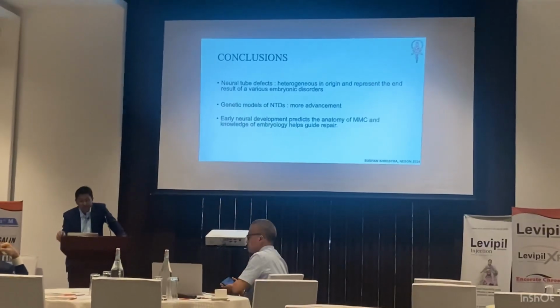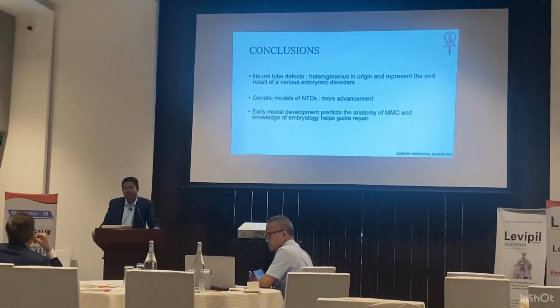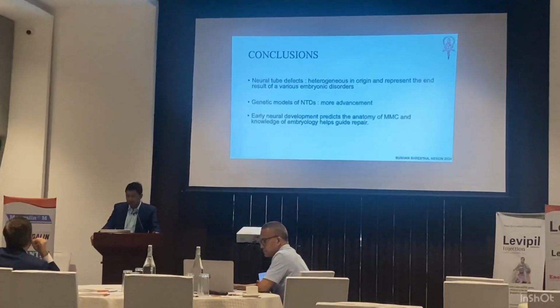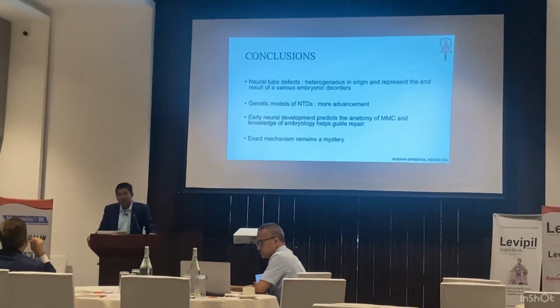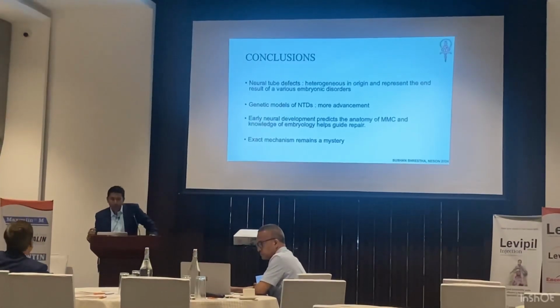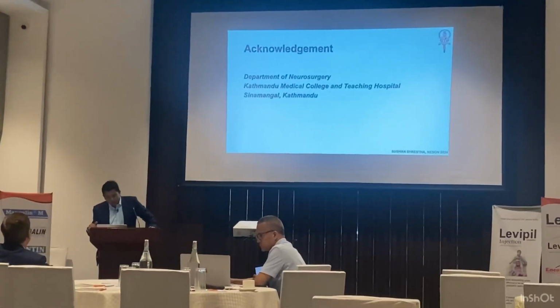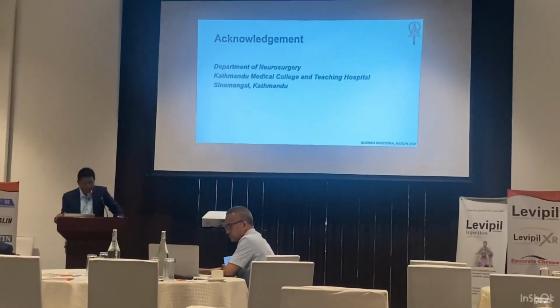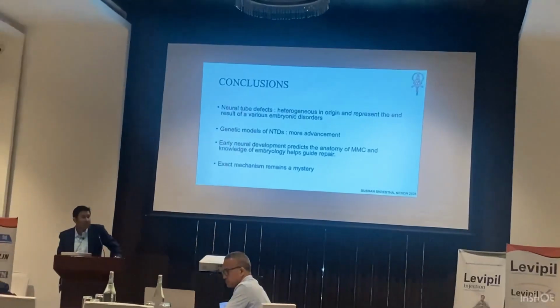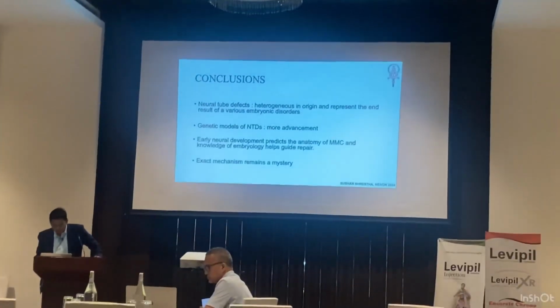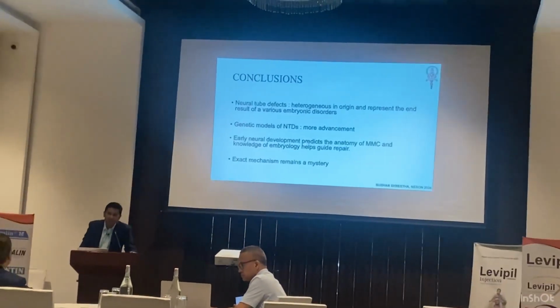So neural tube defects are heterogeneous in origin. They represent the end result of various embryonic disorders, and genetic models require more advancement and more research. However, early neural development predicts the anatomy of the meningocele, and knowledge of it certainly helps us with early repair. However, the exact mechanism remains a mystery.